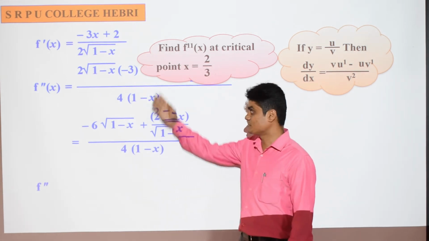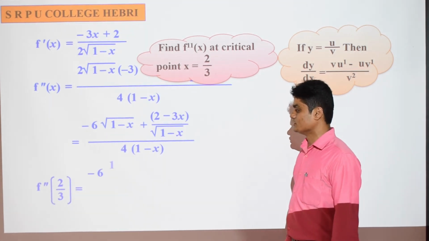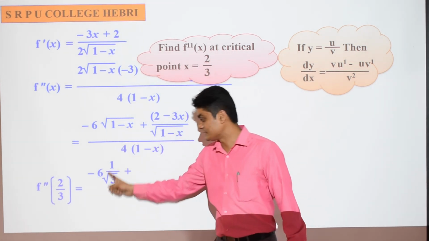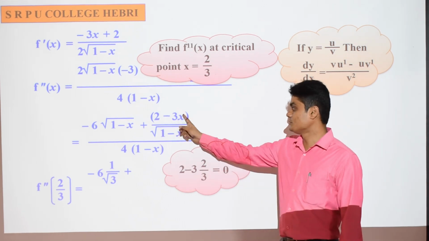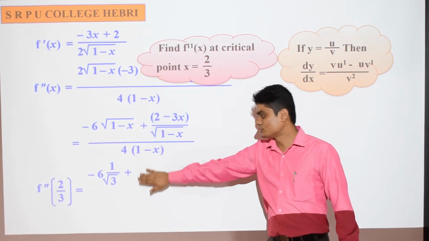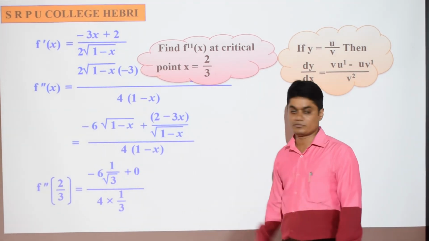At each stage, replace the previous stage. So f double dash of 2 by 3 is equal to minus 6 into 1 by root 3 into 2 minus 3 into 2 by 3, which will be 0. So this whole thing will be 0, divided by the denominator 4 into 1 minus 2 by 3, which is equal to 1 by 3.